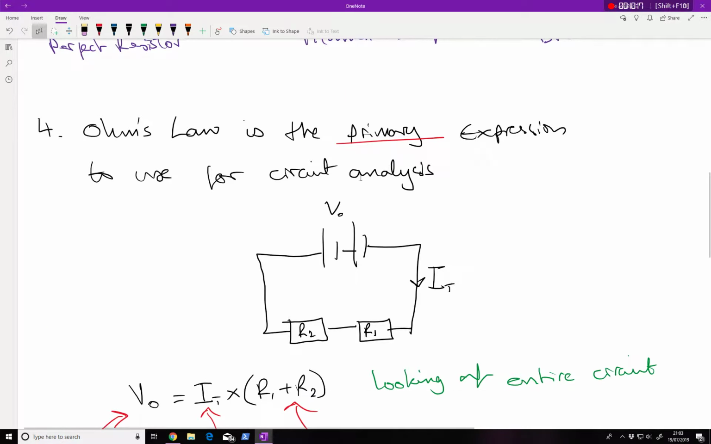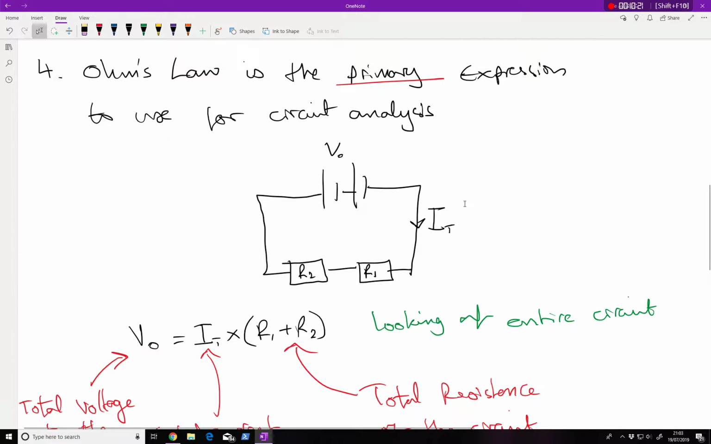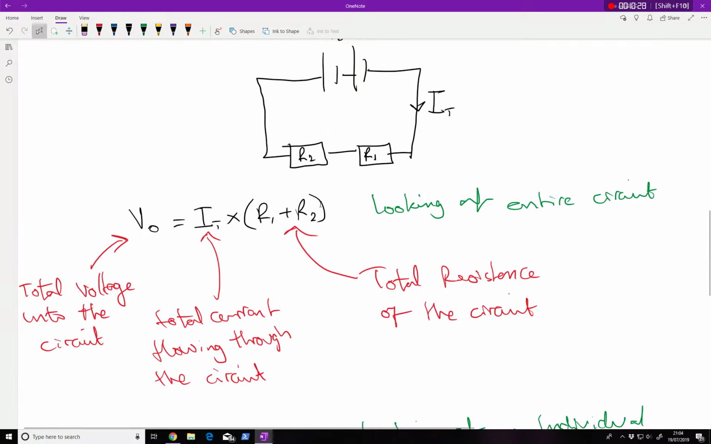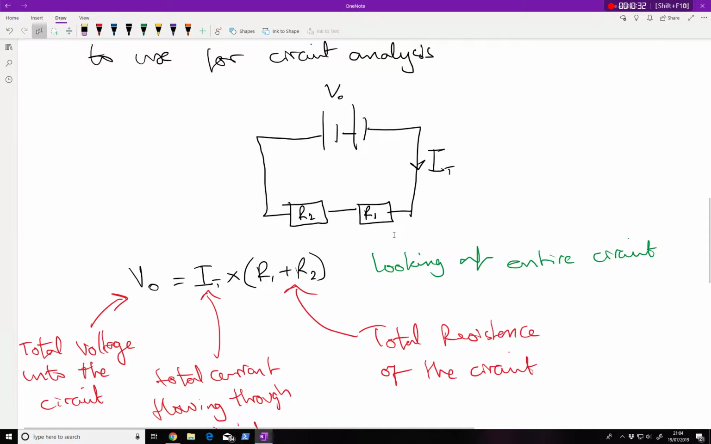So Ohm's law is the primary expression to use for circuit analysis. Here I have a basic series circuit with two resistors of arbitrary resistances. And I can use Ohm's law to tell me about the entire circuit. So Ohm's law is V equals IR.